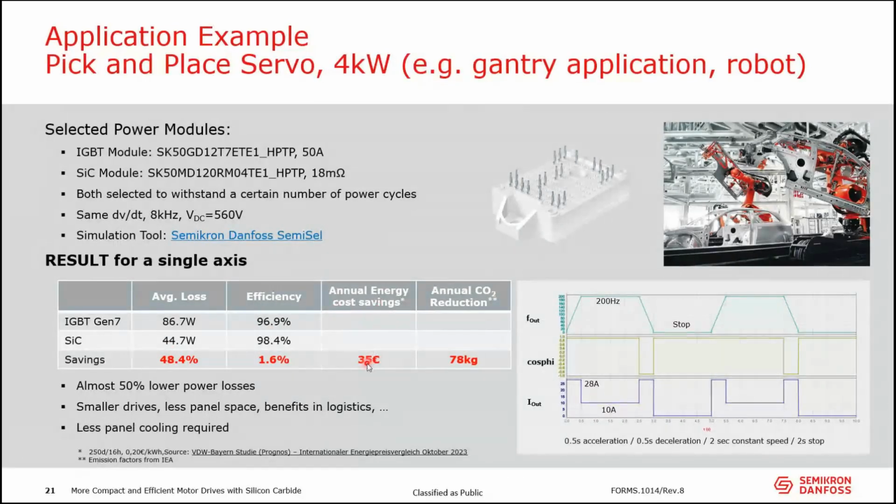Translated to money, it means 35 euro per year in this application, or a CO2 reduction of 78 kilograms. That doesn't sound like a lot, but if you think of a machine, you easily have 6, 7, up to 10 servo axes, or in a production, you have hundreds of servo axes that work together. And if they can all achieve this kind of savings, some more, some less, there is a considerable number that comes together here. And also here, by the lower losses, you can reduce the size of the servo. So there are many, many options that it offers you if you just look at it in the right way.